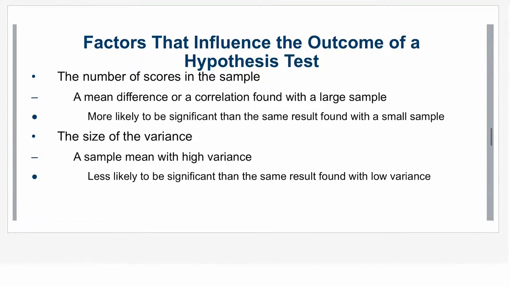Now, I kind of segued into this. There are factors that influence the outcome of the hypothesis test, and sample size is one of them. The number of scores in the sample can affect it. A mean difference, or a correlation, whatever your test statistic is, that's found with a really large sample is more likely to be significant than that same statistic with a small sample. I could get into the calculations of why that is, but just know that increasing the size of your sample increases the likelihood of detecting an effect if it's there.